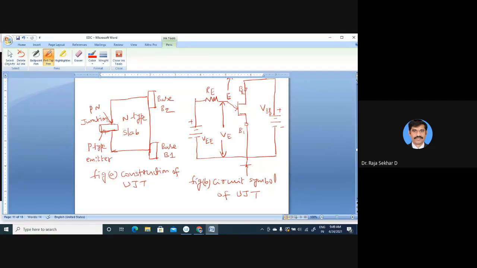So this is the P-type emitter, and here the PN junction will be formed. The emitter resistance is RE and the bases are B1 and B2. There are internal resistances for B1 and B2 also, called RB1 and RB2. This voltage is VBB.